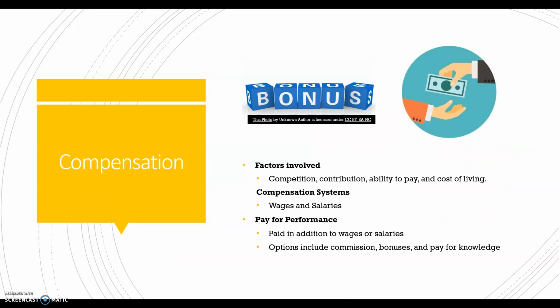HR must also look at compensation. So when we're looking at what we should compensate an employee, there's some different factors we need to look at. So one is, what is our competition pay? What are we able to pay? What is the cost of living where we are? Do we traditionally pay a wage, like an hourly wage or a salary? Are we going to pay for performance, such as commission or bonuses? And so those are all considerations that you need to think about when you're putting together a compensation package.